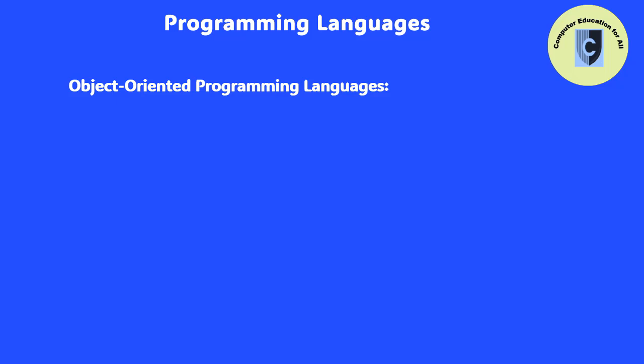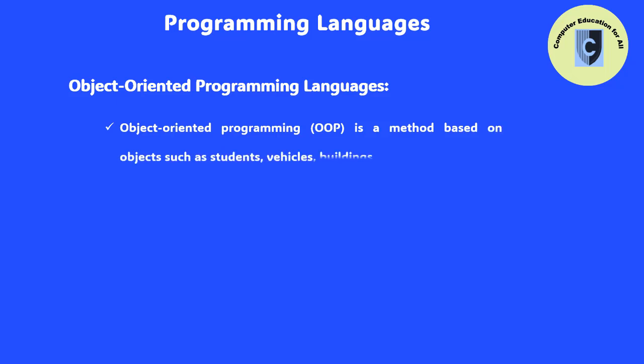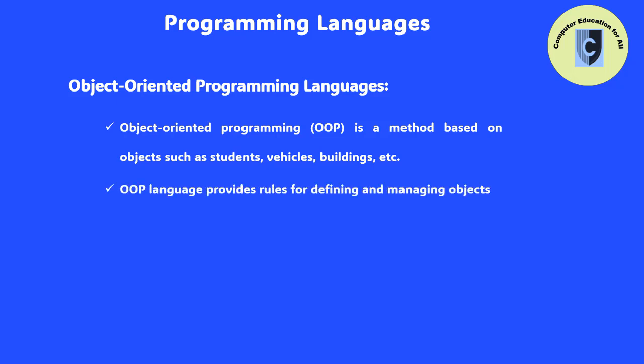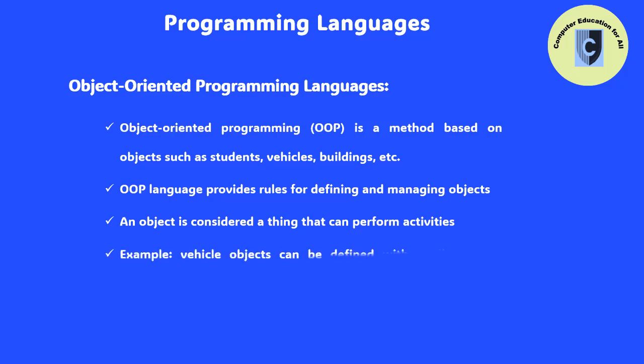Object-oriented programming languages. Object-oriented programming, OOP, refers to a programming method that is based on objects such as student, vehicle, building, etc. Object-oriented programming language provides a set of rules for defining and managing objects. An object can be considered a thing that can perform a set of activities. For example, the object vehicle can be defined as an object that has number of wheels, number of doors, color, number of seats, etc.